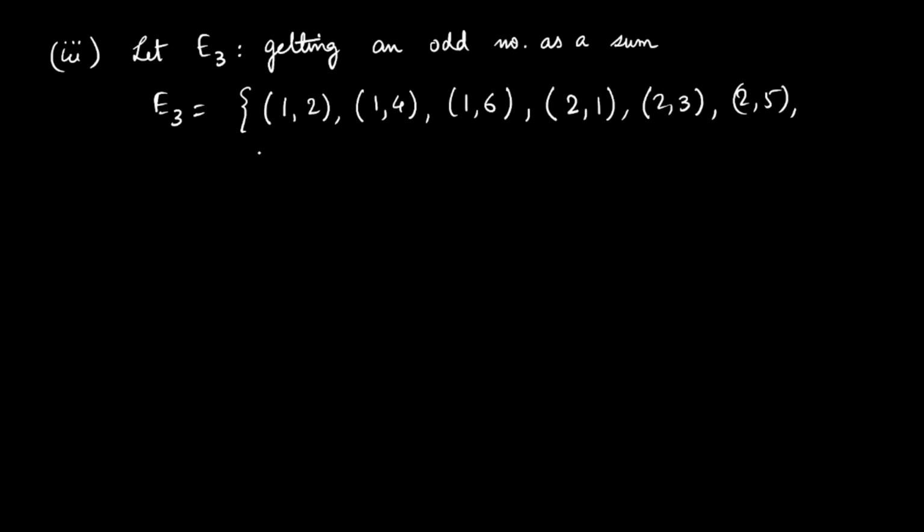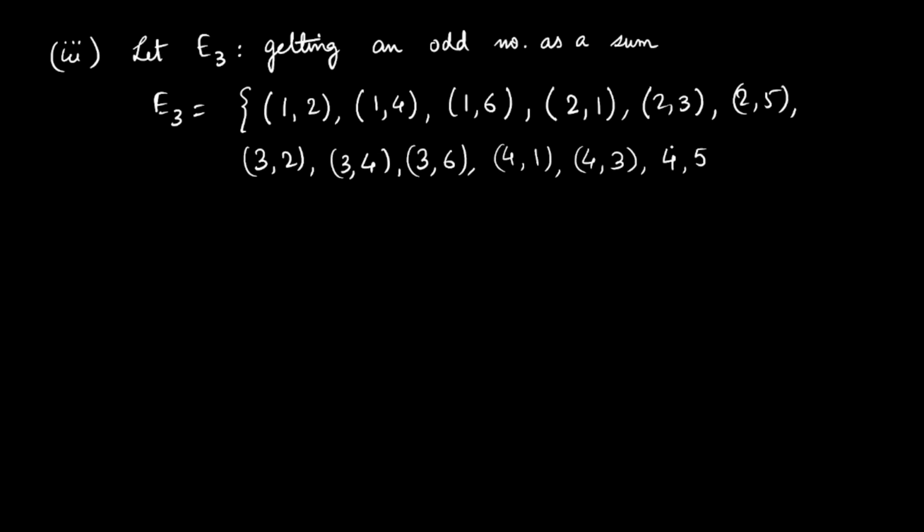Now for 3, 3 comma 1 is not possible. 3 comma 2 is possible. 3 comma 3 is not possible. 3 comma 4 possible. 3 comma 5 not possible. 3 comma 6 possible. Now for 4, 4 comma 1 is possible. It will give 5. 4 comma 2 not possible. 4 comma 3 possible. 4 comma 4 not possible. 4 comma 5 possible. 4 comma 6 is not possible.